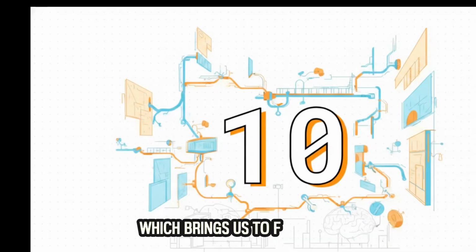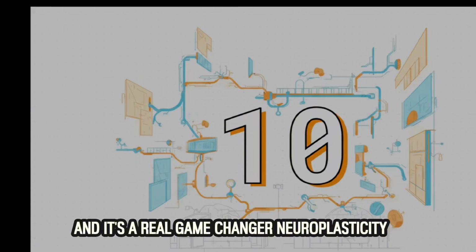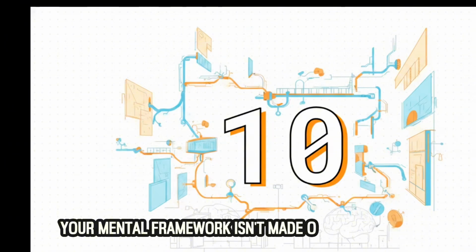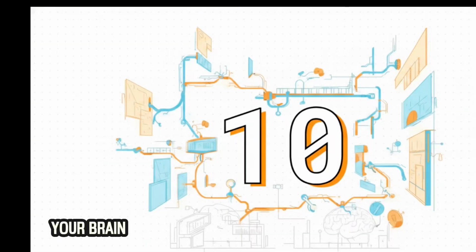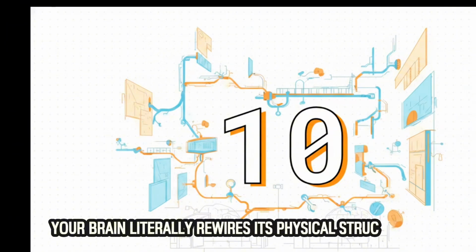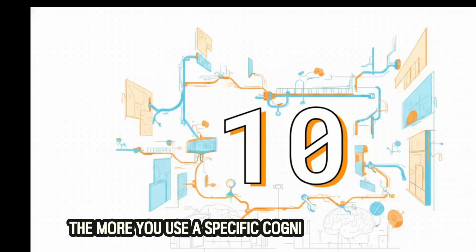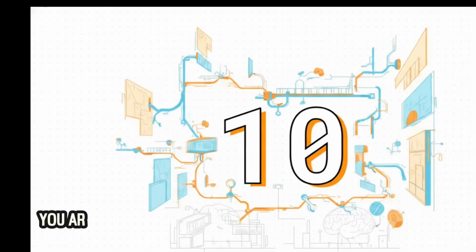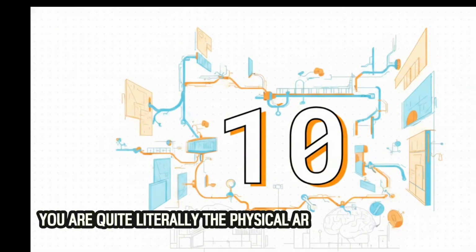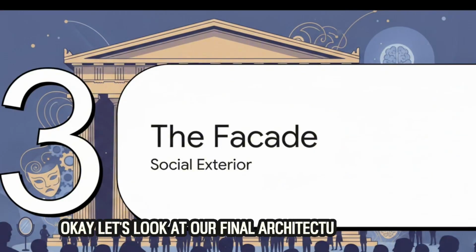Which brings us to fact 10, the ultimate structural reality, and it's a real game changer: neuroplasticity. Your mental framework isn't made of rigid steel. It is entirely malleable. Your brain literally rewires its physical structure based on your recurring thoughts. The more you use a specific cognitive pathway, the stronger that load-bearing wall becomes. You are, quite literally, the physical architect of your own brain. Okay, let's look at our final architectural phase.